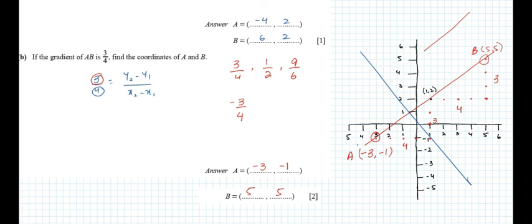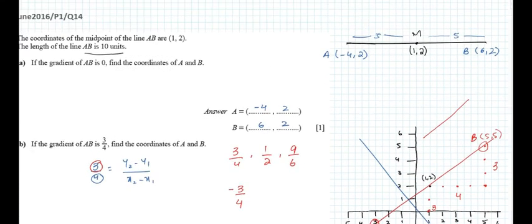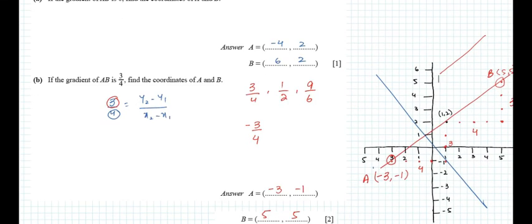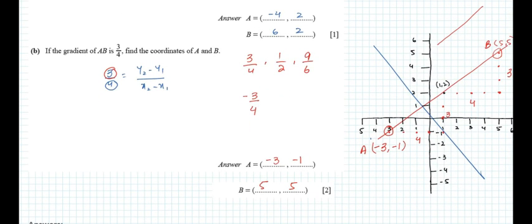Okay, so in the first part, when they asked to find the coordinates when we have a straight horizontal line, because they said the gradient is 0, whenever we have a gradient 0, it will be a straight horizontal line. And then when we have a gradient in fraction, if it is a positive fraction, then we will have this red line as the diagonal line, and if we have a gradient as negative, then we will have this blue line. Okay, so we have got the coordinates of A and B in both conditions. I hope you have understood this question. Thank you.